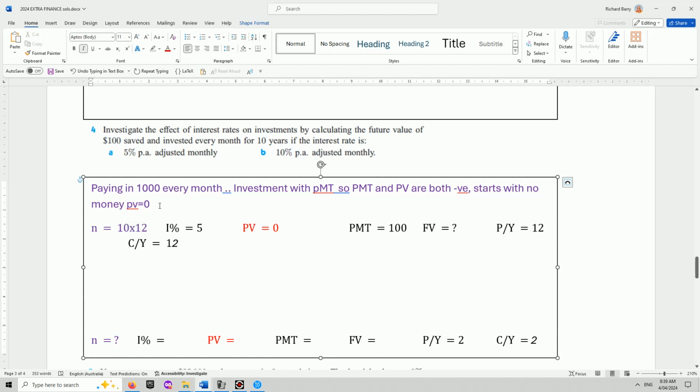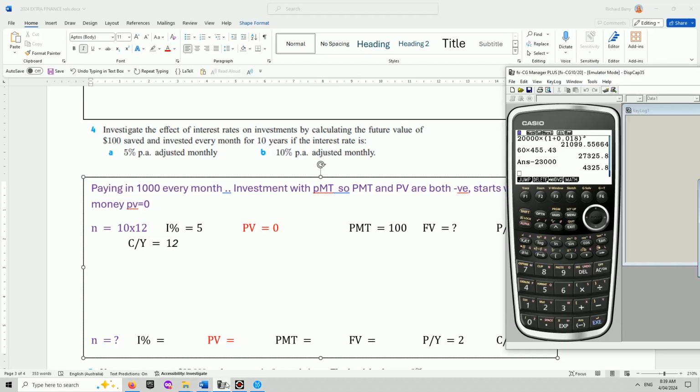Okay, so we can compare what's happening if the interest rate doubles. Will the amount double? That's the purpose of this question. So, off to the calculator space to finance. F2. So, 12 times 10. Interest is 5%. Starting value is 0. The payment is minus $100 a month. The future value is question mark.